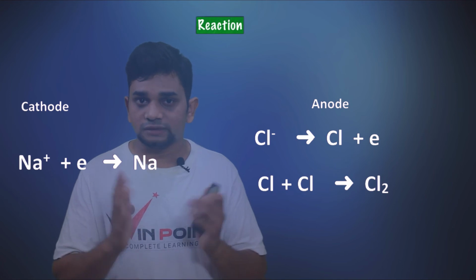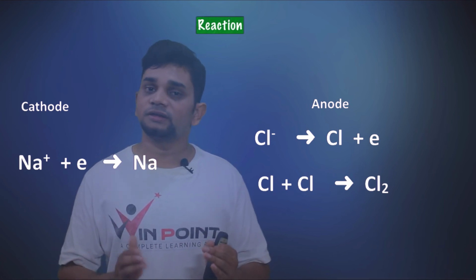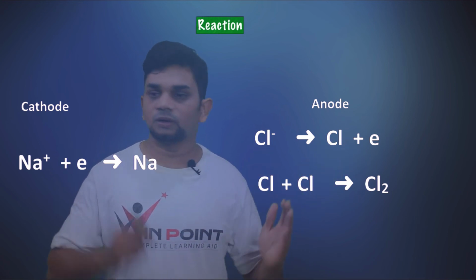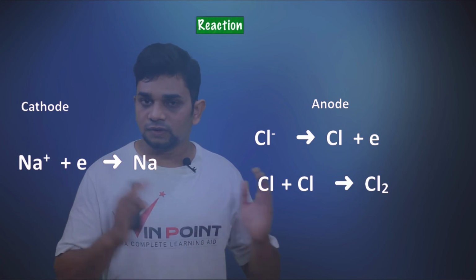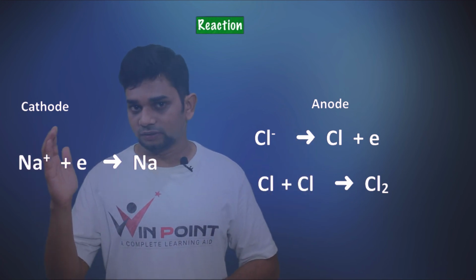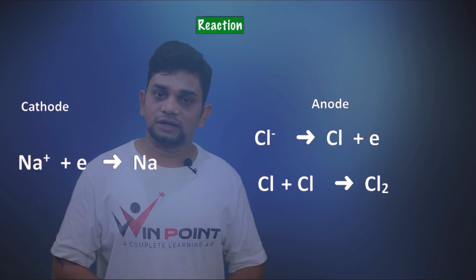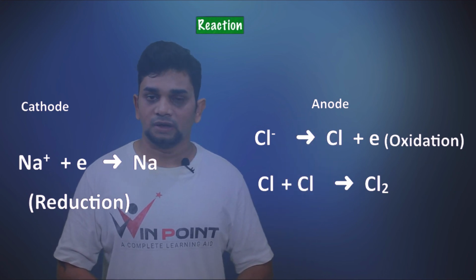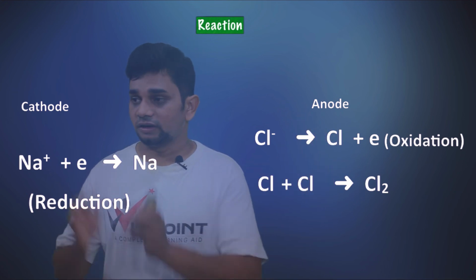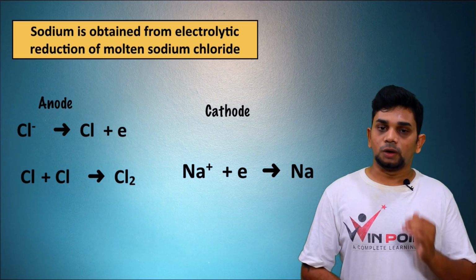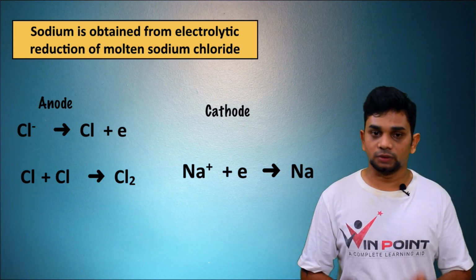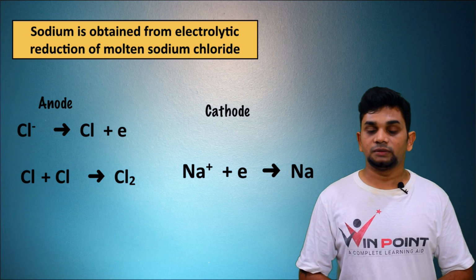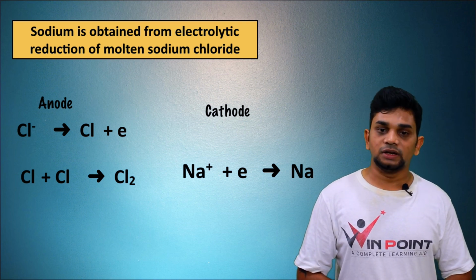And here there is a small change in the definition of reduction. Reduction is removal of oxygen, isn't it? Here reduction is addition of electrons. At the anode or cathode, on which side is reduction taking place? Yes, cathode. There is an addition of electrons. So at the cathode reduction, at the anode oxidation. Here we can write reduction, here we can write oxidation. This method is known as electrolytic reduction. At the cathode we are getting sodium. Sodium is obtained from electrolytic reduction of molten sodium chloride. At the anode, Cl minus gives Cl plus electron, Cl plus Cl gives Cl2. At the cathode, Na plus electron gives Na.